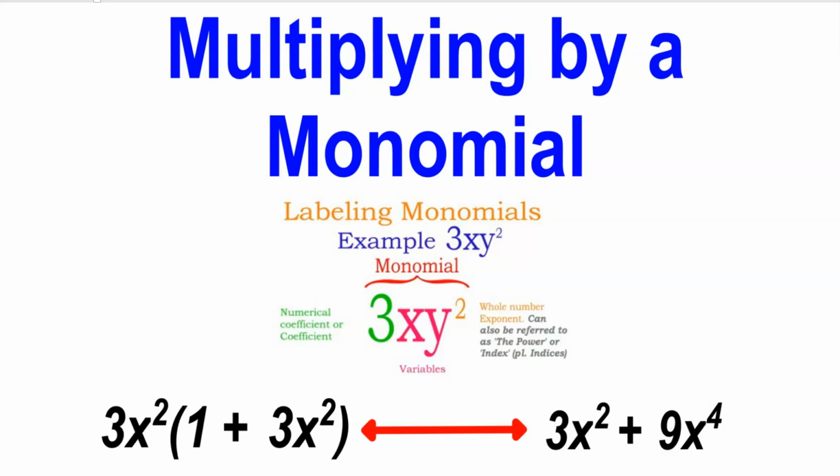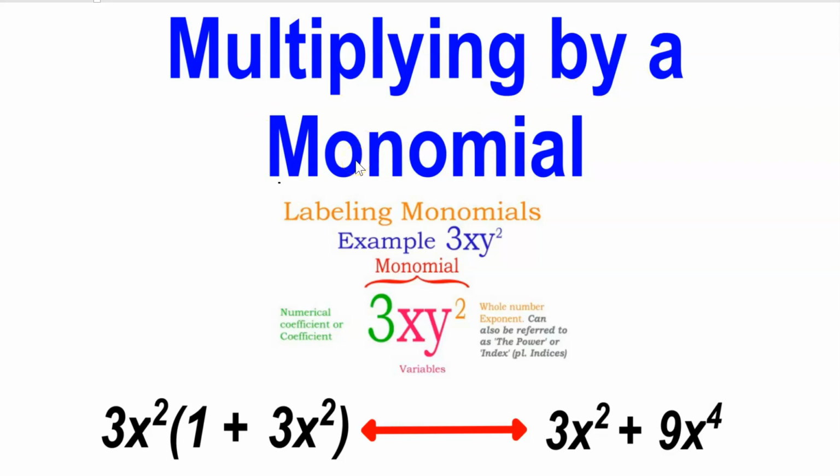All right, yesterday we were adding polynomials. Poly means many, and we named them and we found their degrees and all that good stuff. Today we are multiplying. We are multiplying by a monomial.